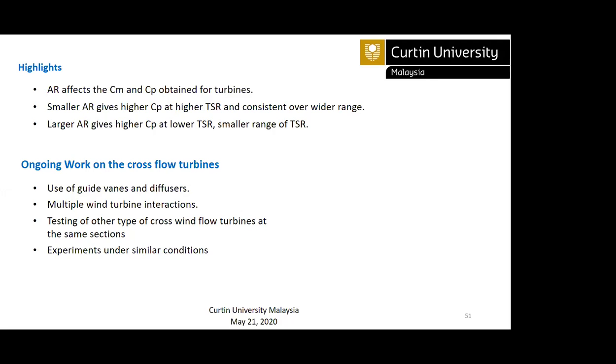From these results, the major highlight is the aspect ratio contribution to the power. We saw that aspect ratio is very important when we are considering cooling tower exhaust systems, and we have to place the aspect ratio according to the good velocity regions. The effects of guide vanes and diffusers, multi-turbine interactions, and other cross-flow wind turbines are still being studied, and experiments will be conducted under similar conditions. So that is the ongoing project.